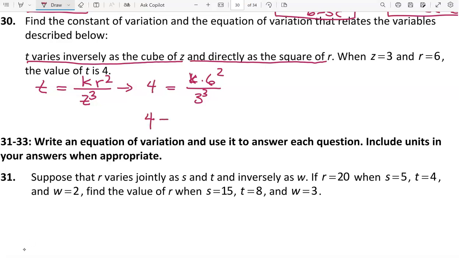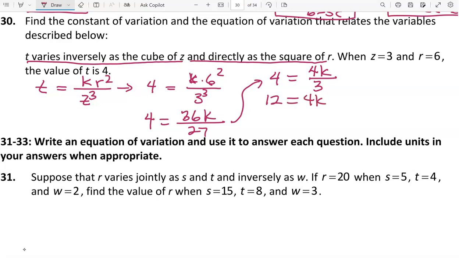So, simplifying, we have 4 is equal to 36 times k divided by 27. I'm going to do a little reducing on the right side of the equation. Both of those numbers are divisible by 9, so that's going to give us 4 is equal to 4 times k divided by 3. Now it's easier to multiply both sides by 3. 12 is equal to 4 times k, and then k must be equal to 3. This is known as the constant of variation. So if the constant of variation is requested, that's all we're looking for.